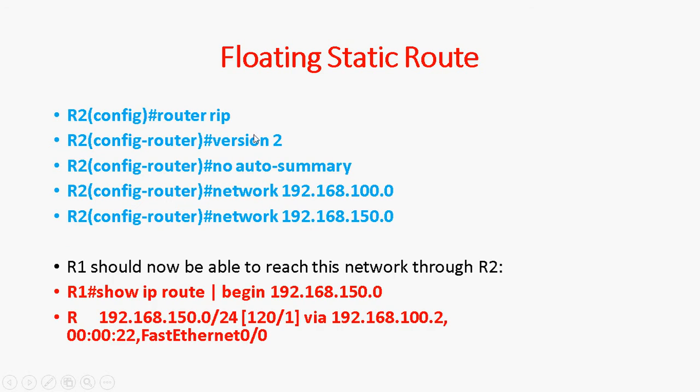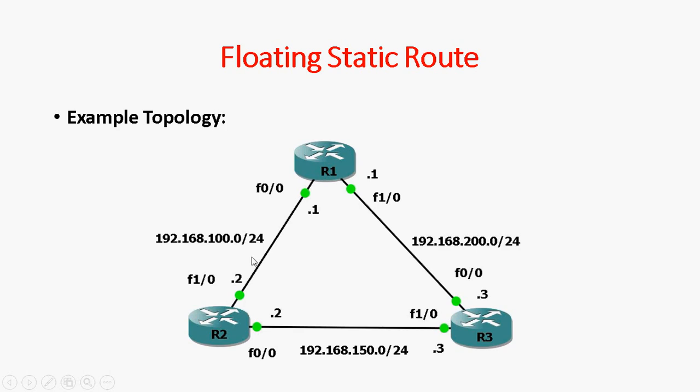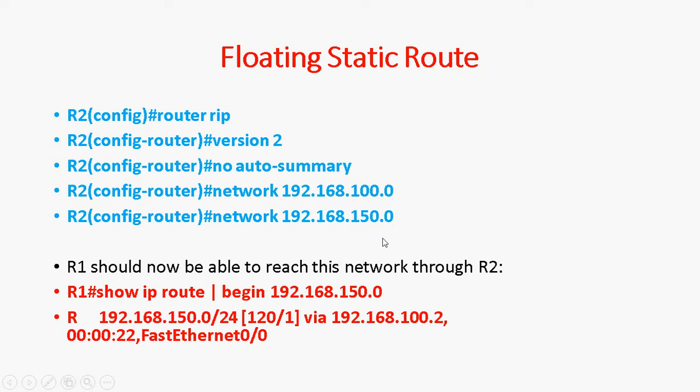Next we have to configure R2. Router rip, both are predefined keywords. Next, version, then we give 2. Next, no auto-summary to disable summarization. R2's directly connected networks are 192.168.100.0/24 and 192.168.150.0/24, and I configured both of them here.